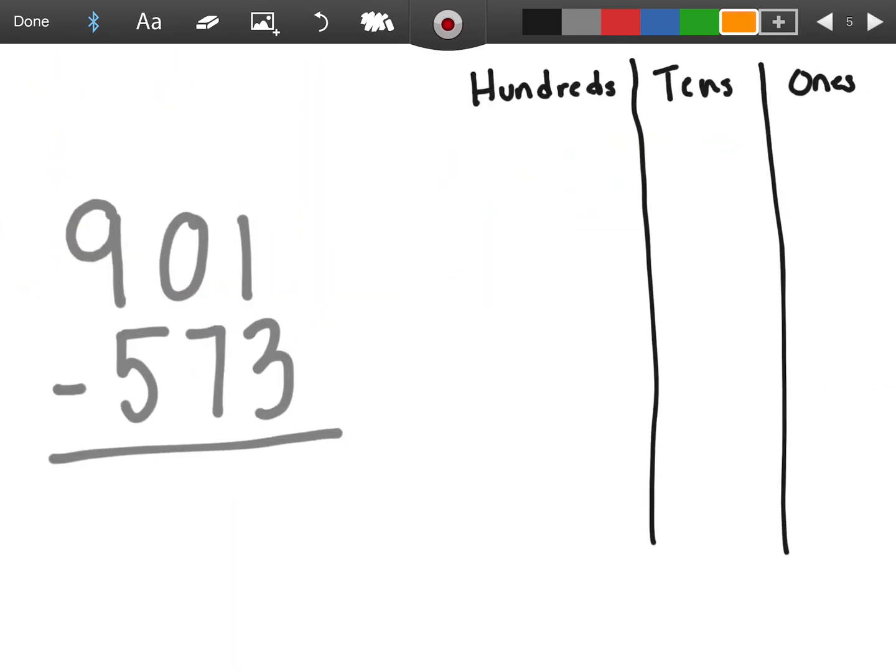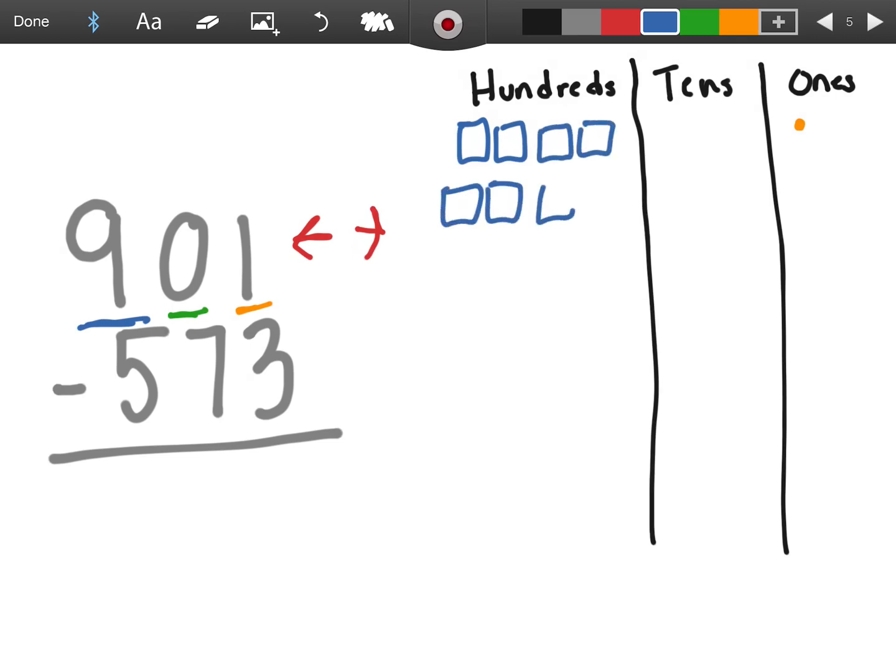We have 901 minus 576. So what do we do first? We look at that top number and let's draw it into our chart. We have 1, 1. We have 0 tens. We don't have to draw anything over there. And we have 9 hundreds. 1, 2, 3, 4, 5, 6, 7, 9 hundreds. So then let's look at this bottom number and see if we could start subtracting.